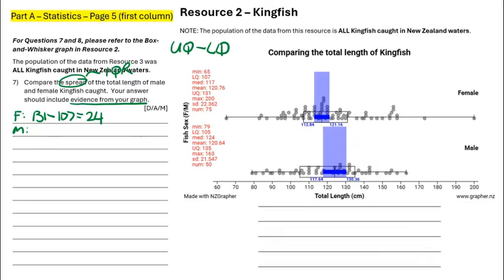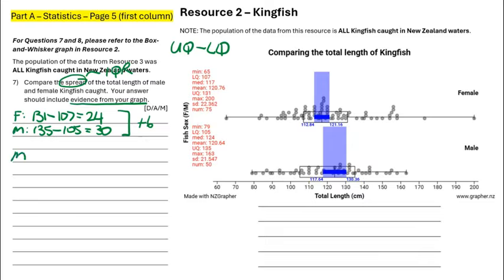And now I repeat the same for the males. I've nearly circled the maximum, but I've got an upper quartile of 135. So it's going to be 135 minus the lower quartile of 105. So that's going to give me an interquartile range of 30. So what we can see there is that the male data is more spread, more variable than the female data. So we now need to put that in a comment, and we need to put some evidence from the graph. My evidence from the graph is basically that the male interquartile range is 6 higher than the female. So that's the evidence from the graph that I'm going to be looking to use here.